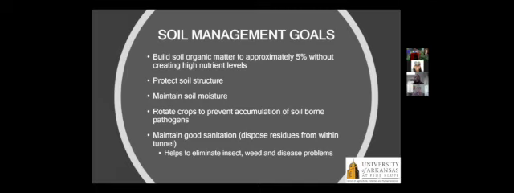We also want to maintain good sanitation. And to maintain good sanitation, you want to always ensure you're disposing of residue from within the tunnel. As you get to the end of a crop, you harvest, you want to make sure that you're throwing all the residue outside. You're not keeping dried and decaying matter from your previous harvest in your high tunnel. It becomes a perfect host for weeds, for diseases. You really want to ensure that you're practicing good sanitation.